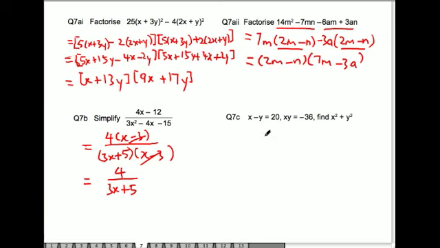In the next example, we note that x minus y is 20, xy equals minus 36, and we need to find x squared plus y squared. By examining the terms, we can tell that this is simply the formula for x minus y squared, which gives us x squared minus 2xy plus y squared.